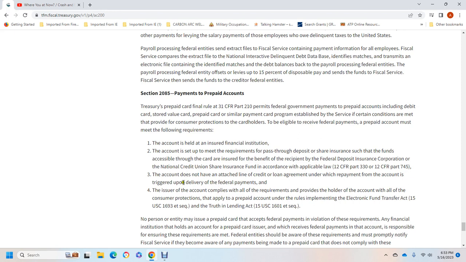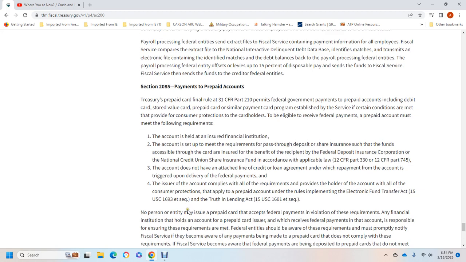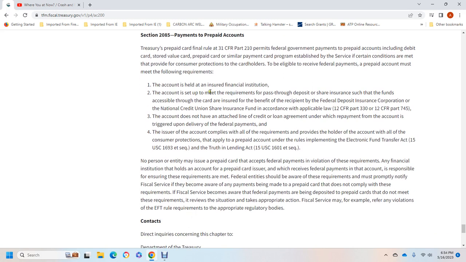The issuer of the account must comply with all the requirements to provide the account holder with all of the consumer protections that apply to a prepaid account, including the rules implementing the Electronic Fund Transfer Act and the Truth in Lending Act. No person may issue a prepaid card to receive a federal payment in violation of these requirements. Any financial institution that holds the account with a prepaid card that receives the federal payment is responsible for ensuring the requirements are met.